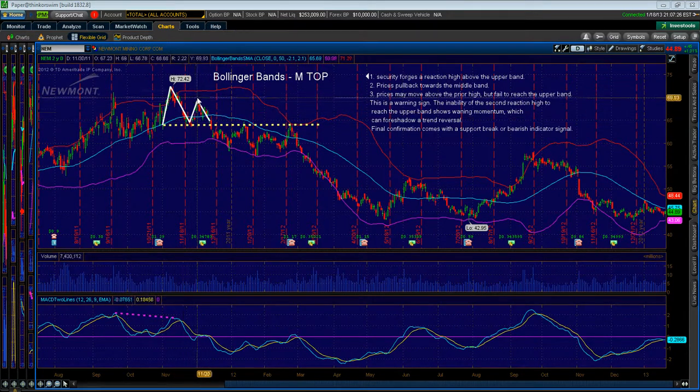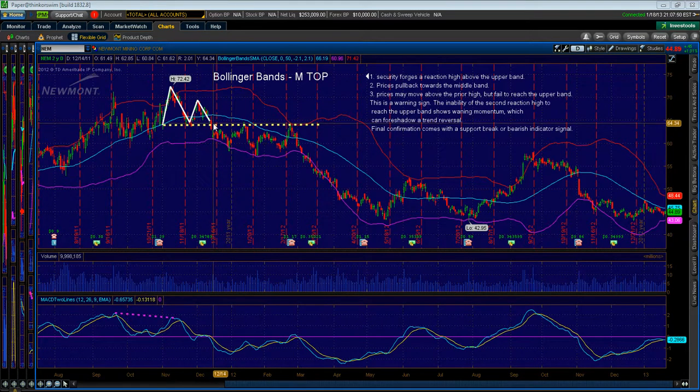So again, just like with the W bottom, we're going to look at this middle portion right here, the middle of the M, and draw a trend line from that horizontally out to the right, and that's going to be our confirmation support break. So if it sells and closes below that, that's our confirmation that the downside move is in effect. The probability of an extended downside move is definitely there.